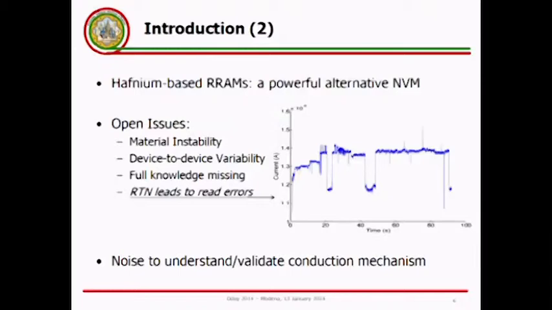And from a practical point of view, huge random telegraph noise fluctuation appears during the readout operation, possibly leading to the failure of the read operation, which is critical for memories. So the purpose of studying noise in these devices is twofold. On the one hand, we want to understand its origin, to validate the actual understanding of the conduction mechanism. On the other hand, we want to investigate this noise to give hints to technologists on how to reduce the impact of the noise itself.